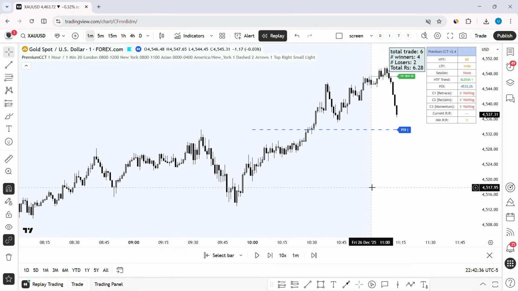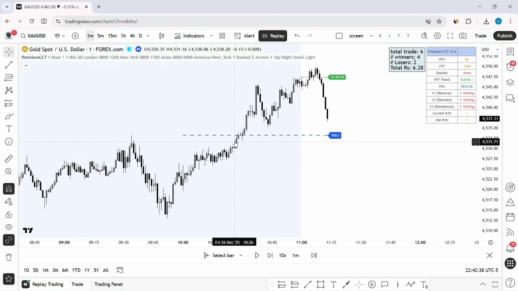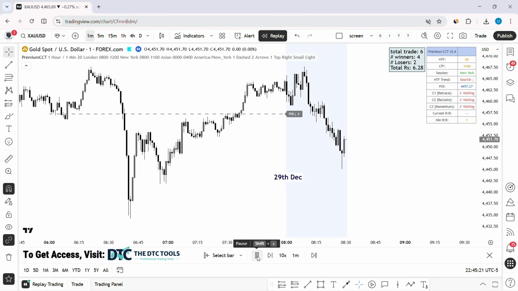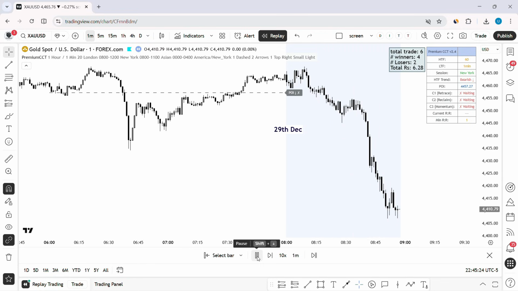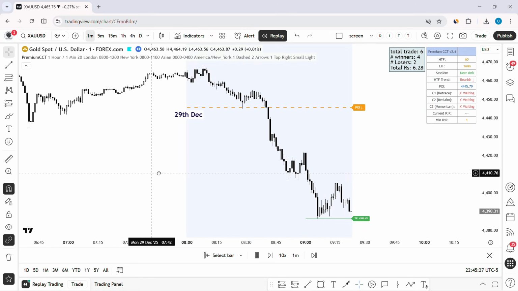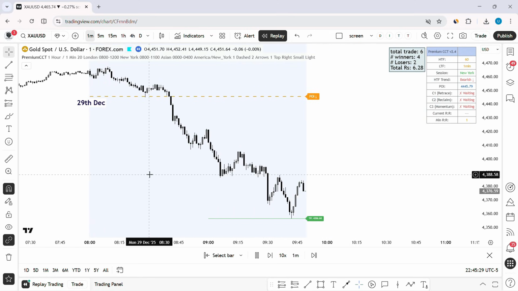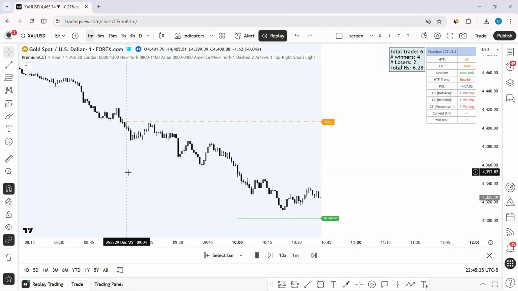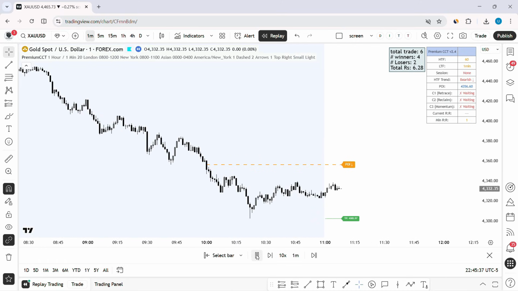So no other trade found and we are outside the New York session. Let's go to the next day, which will be, I think, 29th December, and see if a trade forms on 29th in the New York session. So no trade has formed on 29th. Let's continue to the next day.